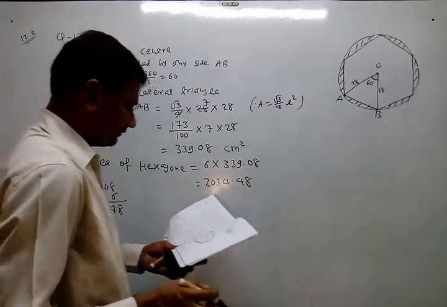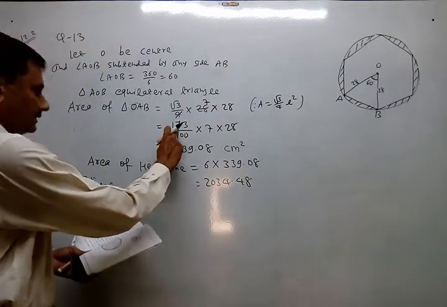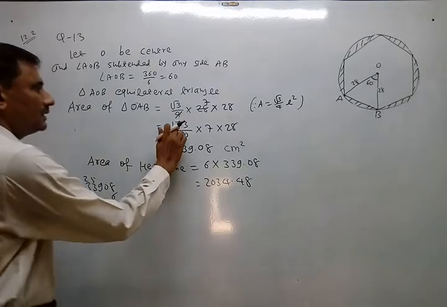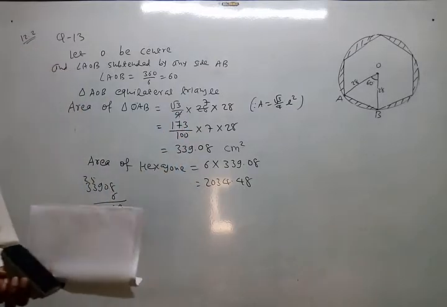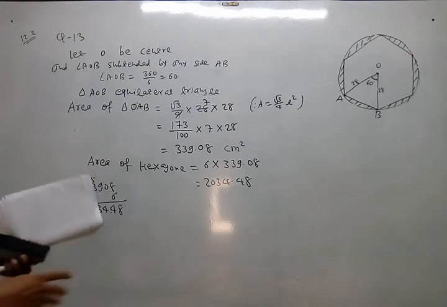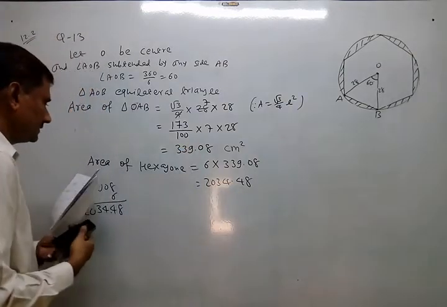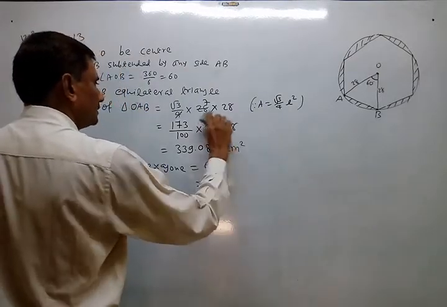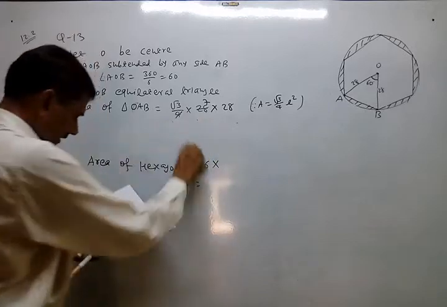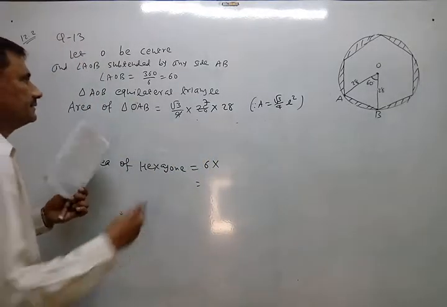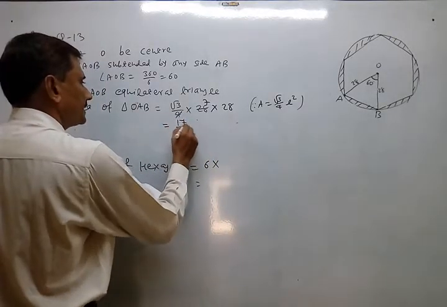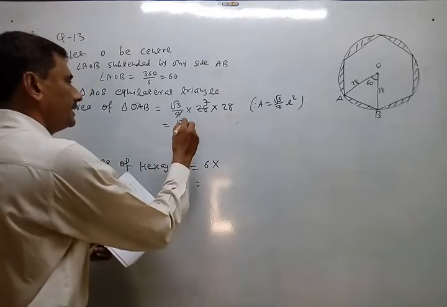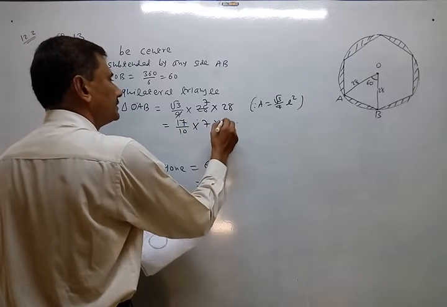Okay, sorry, only 1.7 is given, which was not given in the earlier sum, so I write it again according to 1.7. So just remove this part, because it is more exact than the given one. Root 3's value is given as 1.7, so 17 by 10. You understand? 17 by 10, into 7 into 28.